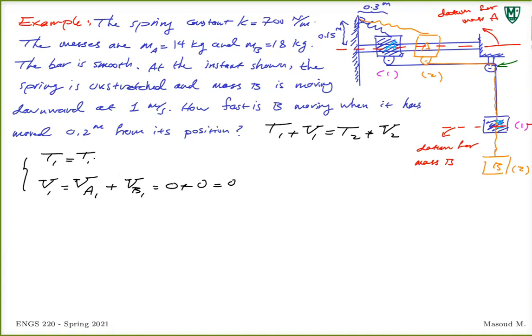Kinetic energy, well, the same story. TA1 plus TB1. Two masses are connected, so I can write it like this and then put it together: 1/2 MA VA1 squared plus 1/2 MB VB1 squared. They're connected, they move together, they have the same velocity. We only care about the magnitude of velocity, remember. So we can just put them together. This is for position 1.